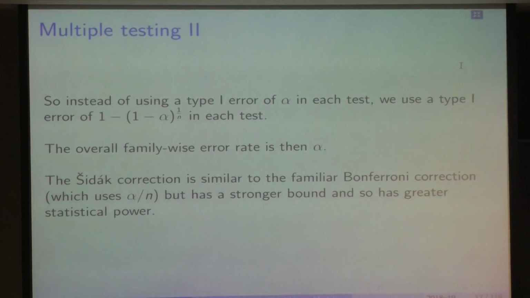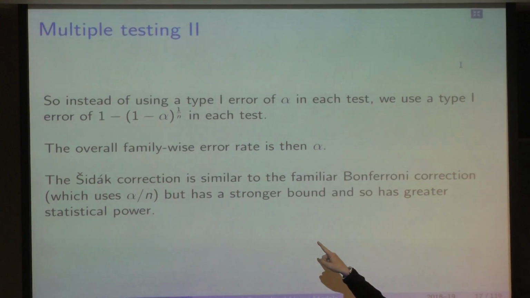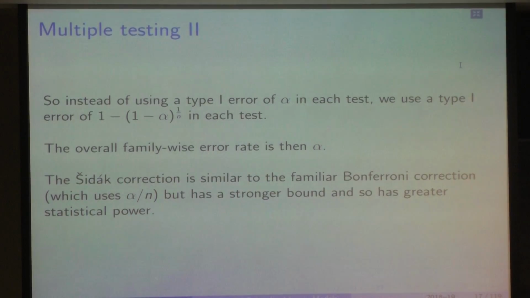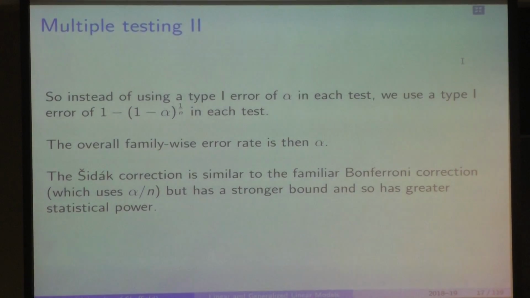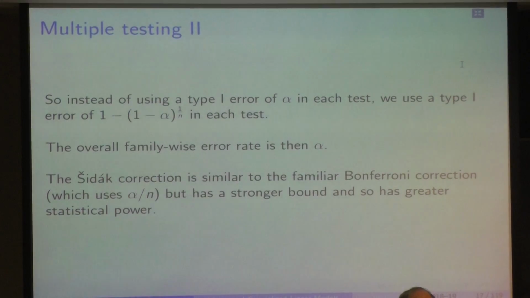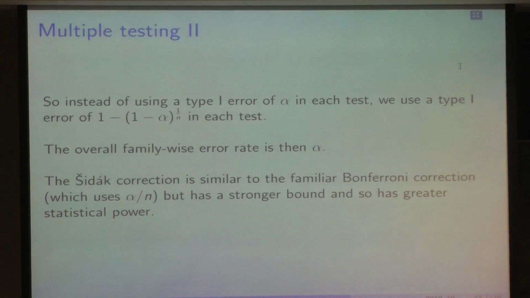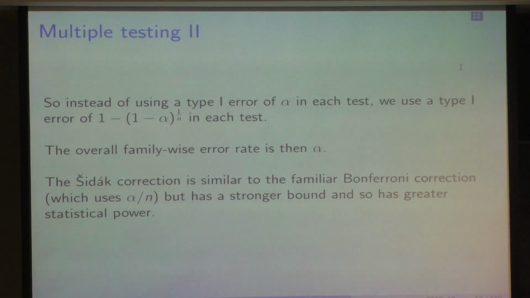Okay, so this is similar to the Bonferroni correction. The Bonferroni correction uses alpha over n. If you expand that 1 − (1 − alpha)^(1/n) using the binomial theorem, you'll see that the ones will cancel, and the leading term will be alpha over n. So in fact, the Šidák correction is asymptotically very similar to the Bonferroni correction. It's slightly stronger than the Bonferroni correction.